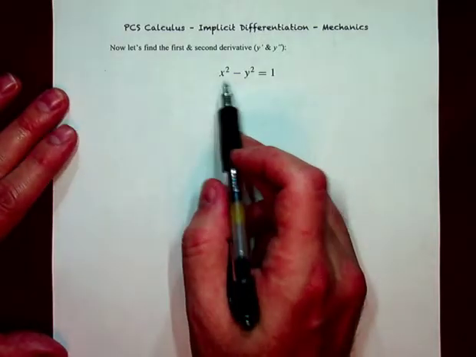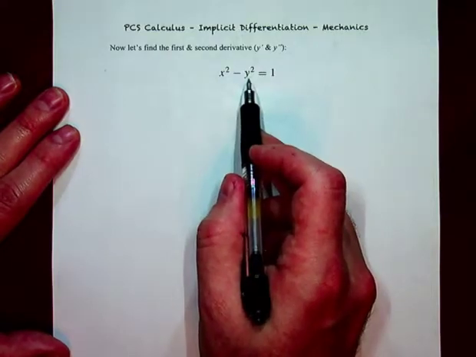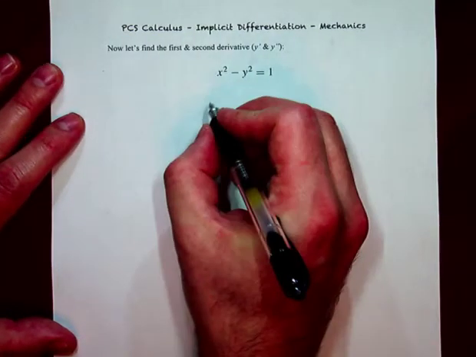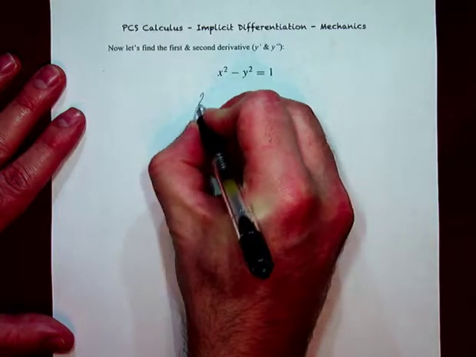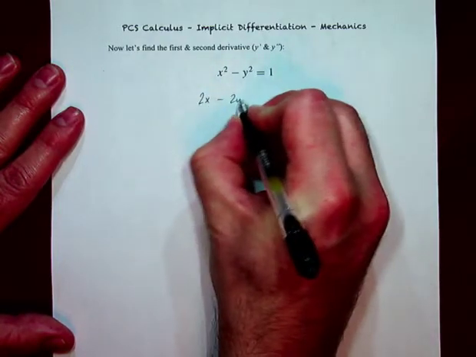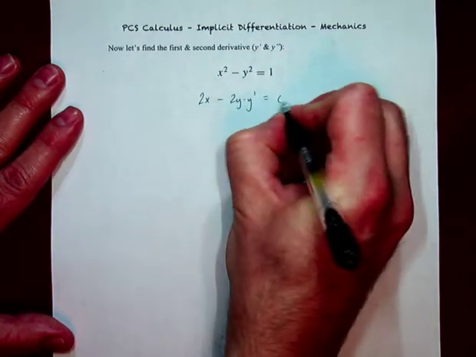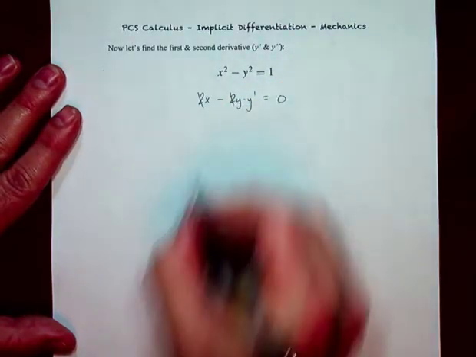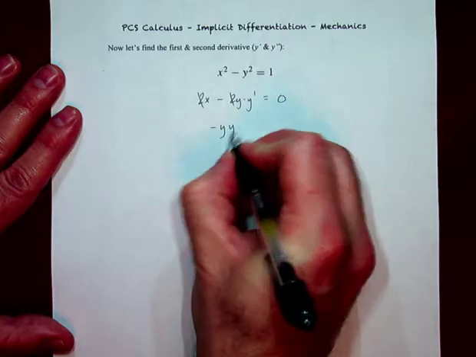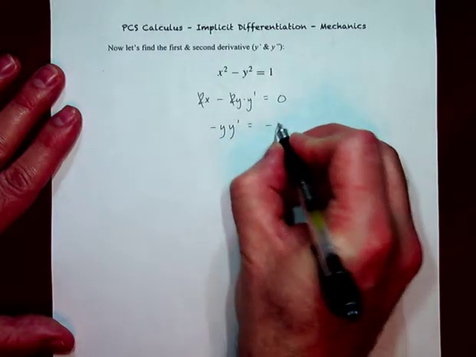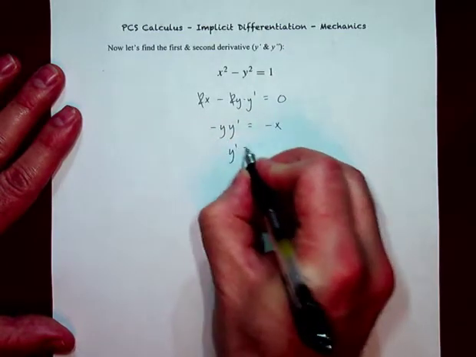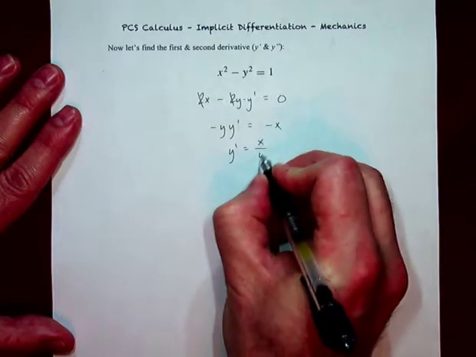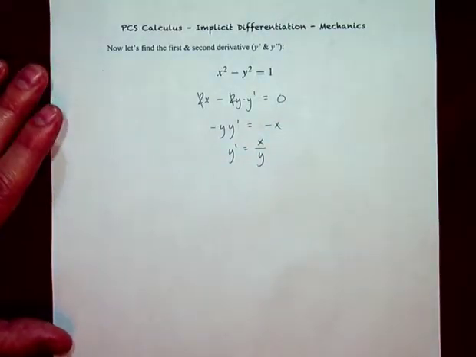Now, you may recognize that as a hyperbola, okay? And let's go ahead and differentiate. We get 2x minus 2y times y prime is equal to 0. Now, we can divide through by 2. We can shove the x over to the other side, divide by negative y, and I'm going to get x over y. Well, that's y prime.